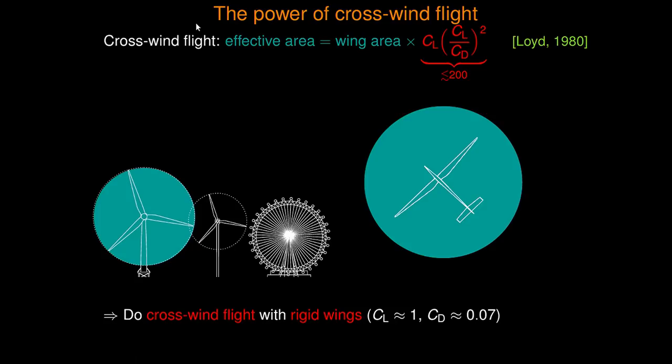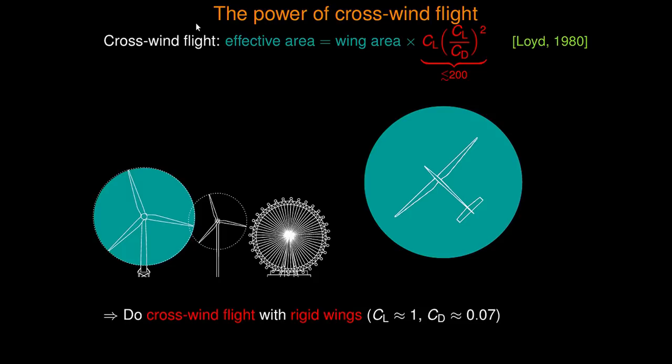Then the picture from before is of that size. And if you take an aircraft which has the same wing area as the propeller here, your harvesting area is of that size. It's much bigger. And the reason for this is that the effective area is now given by the wing area times a coefficient, which is the square of the lift to drag coefficient of the aircraft times the lift coefficient itself. And this factor is of the order of 200. So it increases the efficiency of your wings dramatically. This was already found by Loyd in 1980.